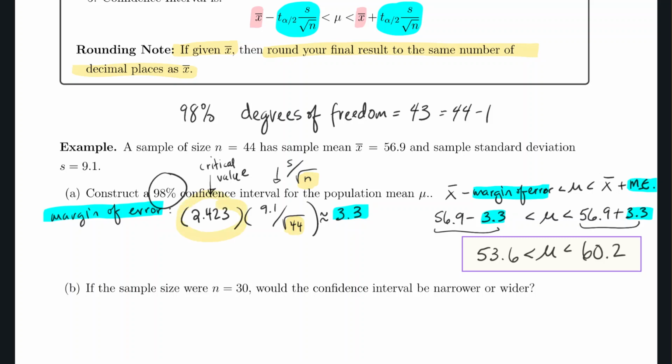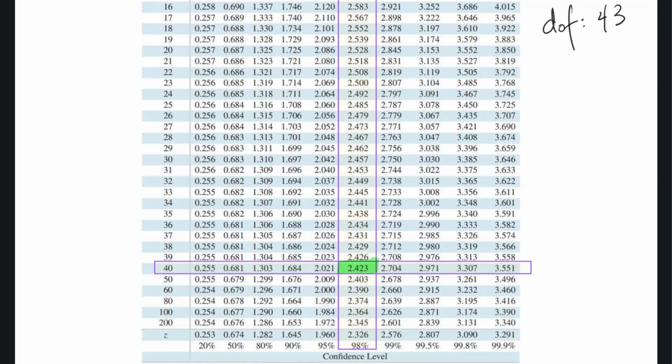But it would also change things here because our sample size of 30 would give us a different degrees of freedom. This would give us a new degree of freedom of 29, which would give us a different critical value. Looking at the chart, we would instead have the degrees of freedom being 29, and our new critical value is 2.462.